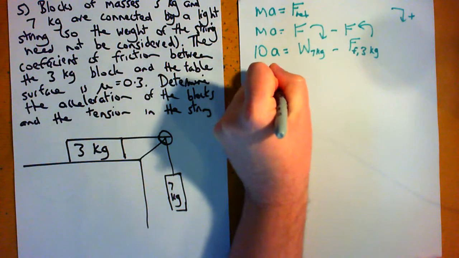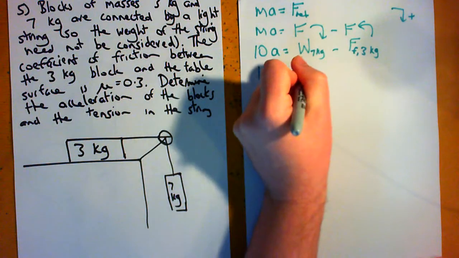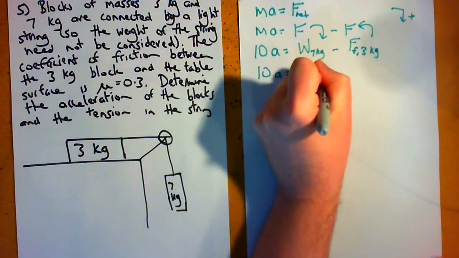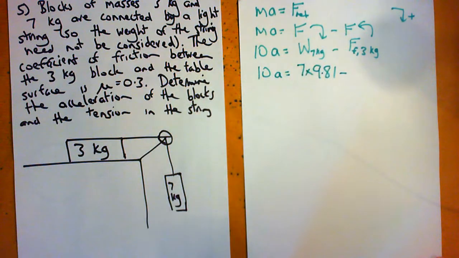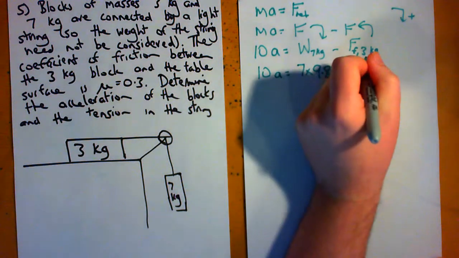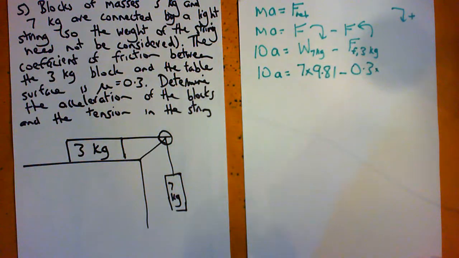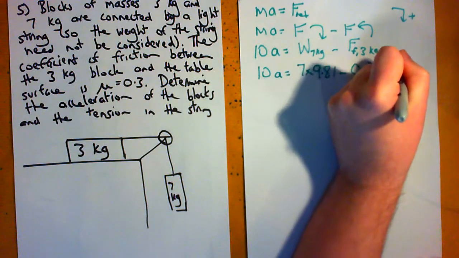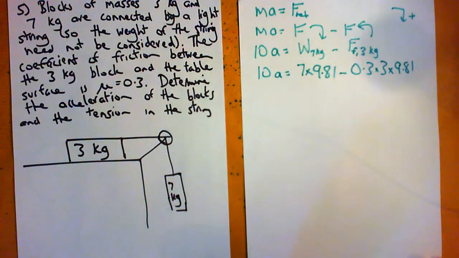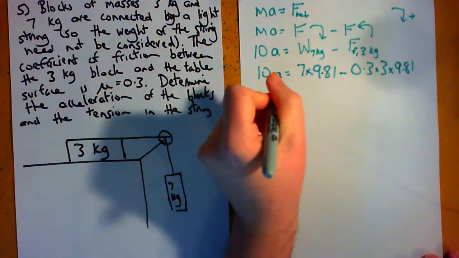So we have 10 times the acceleration is the weight of that 7 kg. Weight is mass times gravity. Mass is 7 times 9.81, minus the force due to friction of that 3 kilogram mass. The force due to friction is going to be mu, the coefficient of friction, which we're given to be 0.3, multiplied by the normal force, which is the 3 kilogram mass multiplied by 9.81. There is no incline here. The surface of the table is perfectly horizontal, so the 3 kilogram mass is going to be moving perfectly horizontally.